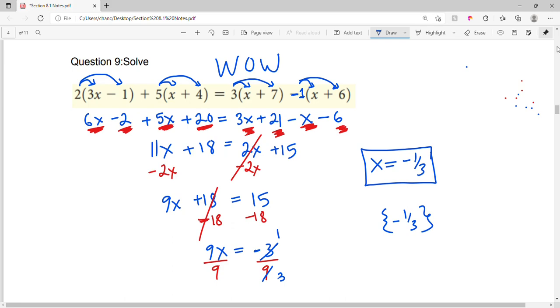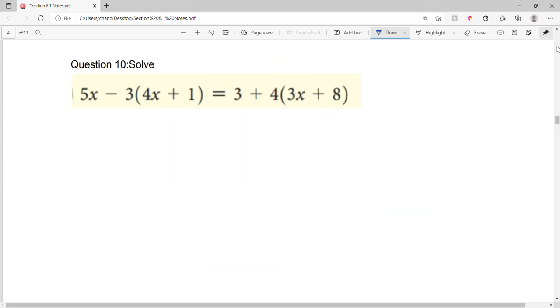An incredibly tedious problem, but just take your time, get rid of the parentheses first, and then start collecting like terms on each side of the equation before you add or subtract to the other side of the equality. Question 10, it's a very similar problem. Let's give you a chance to do it, and then we can check our work.